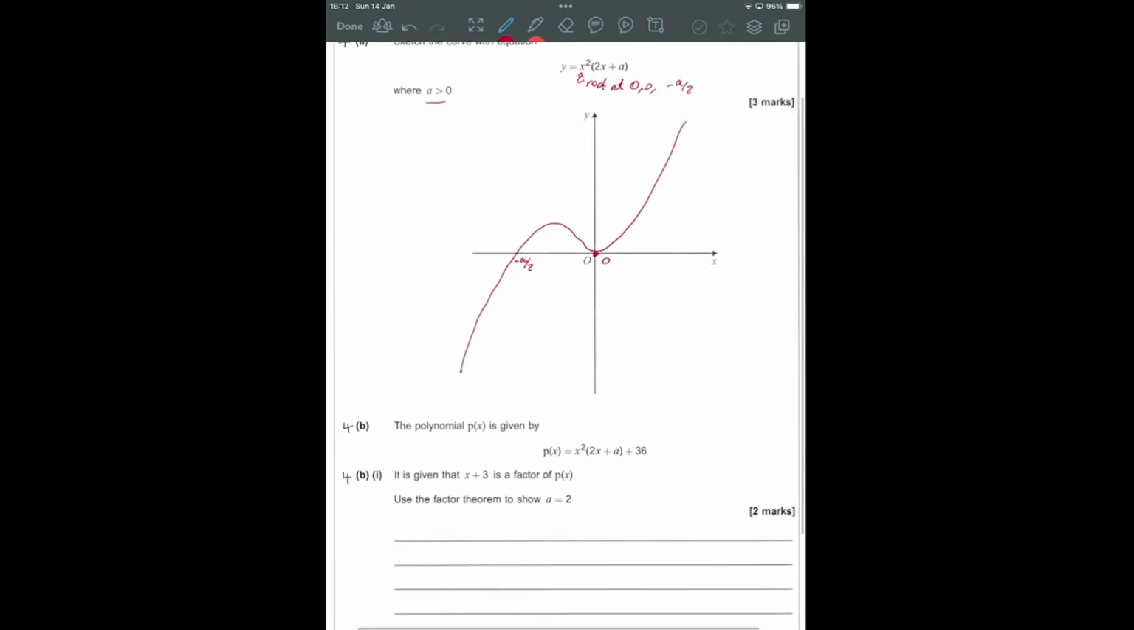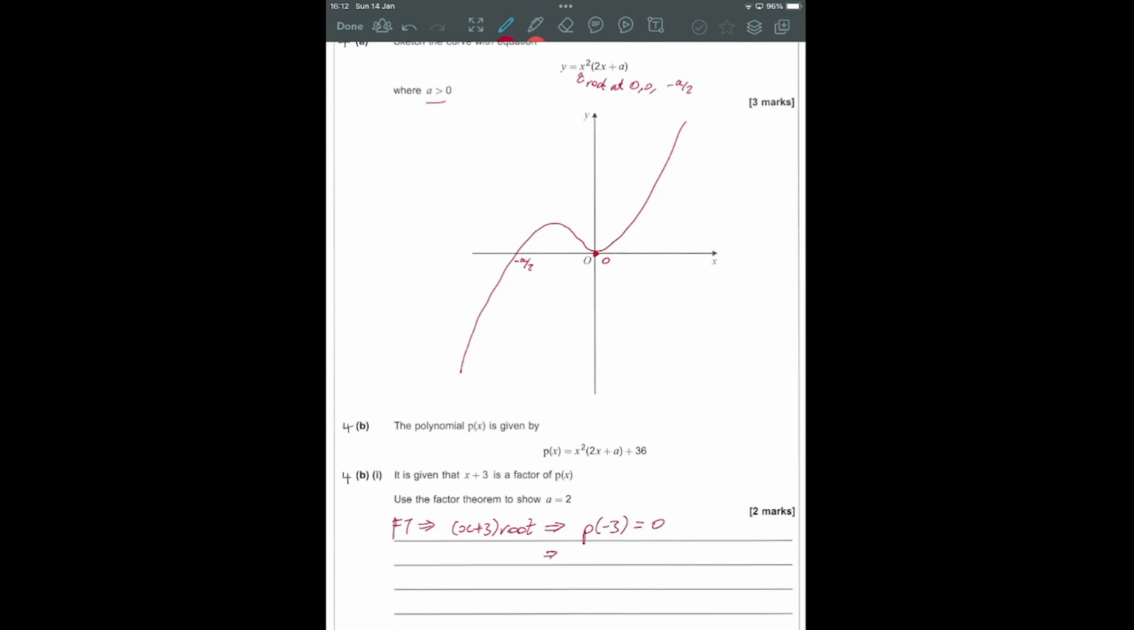We have a new polynomial. It's given that x plus 3 is a factor. Use the factor theorem to show that a equals 2. Well, the factor theorem says that a root gives you an equation that p of negative 3 equals 0.